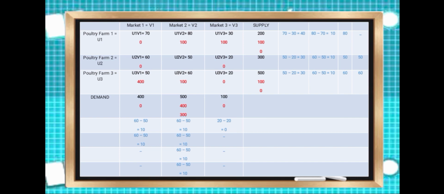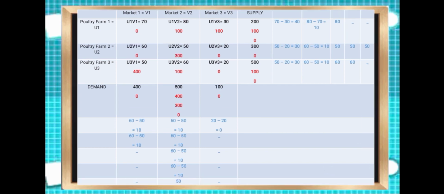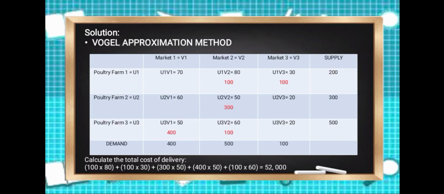So after that, there is only one cell left, so we will proceed with that. Since U2 V2 has the demand of 300 and the supply of 300, we have 0 and 0 in our supply. So the demand and supply are all 0. And now calculate the total cost of delivery.